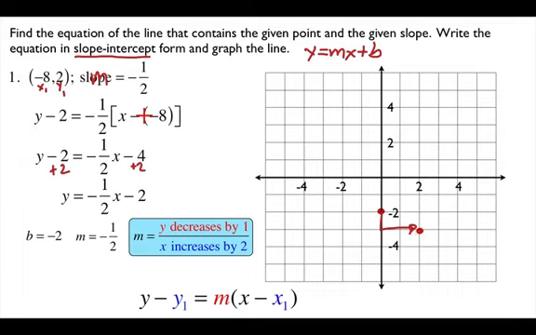How do I get the second point? Just basically do the same thing. Y decreases by 1, x increases by 2, and that's enough. At this point, all I need to do is draw my line, and this is the answer to number 1.